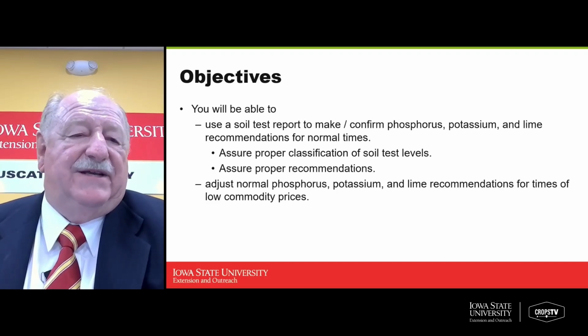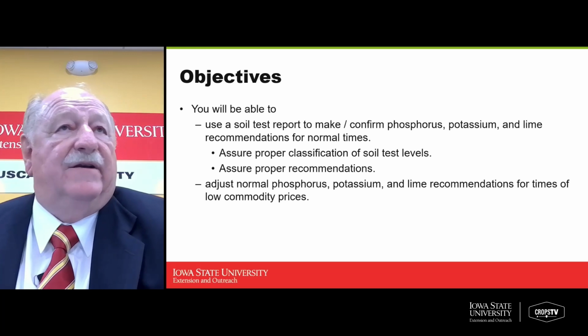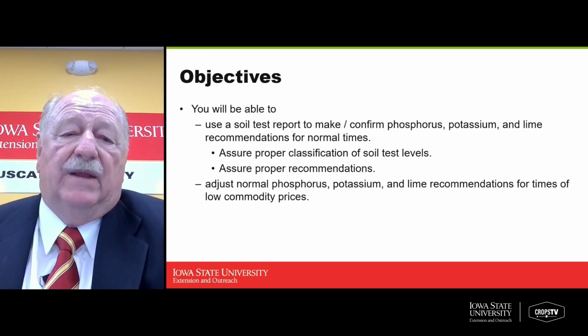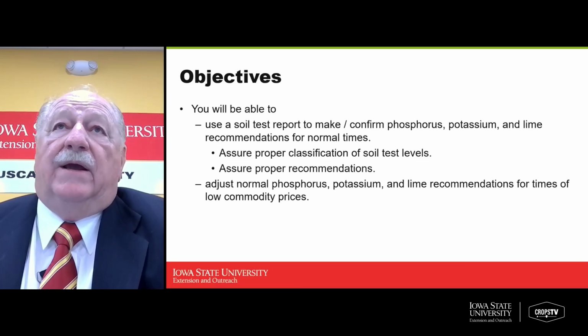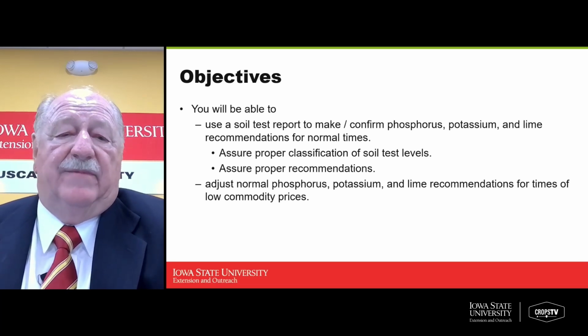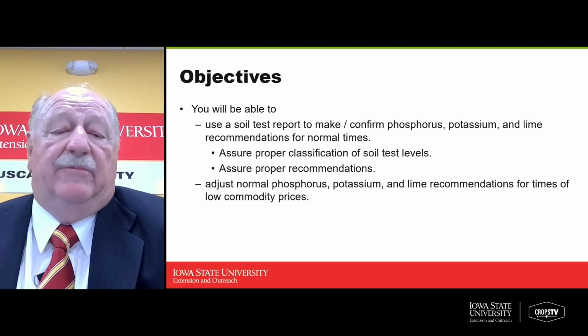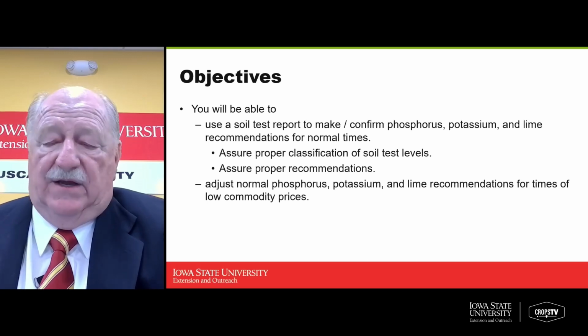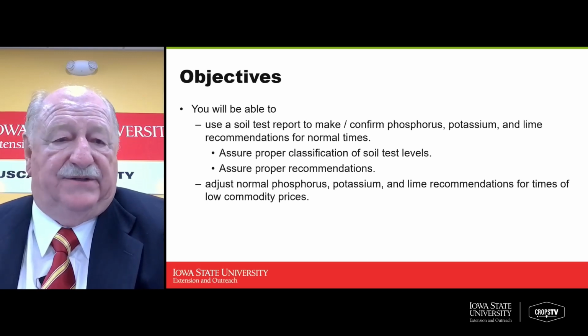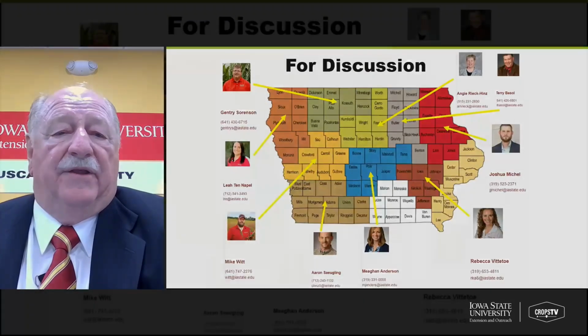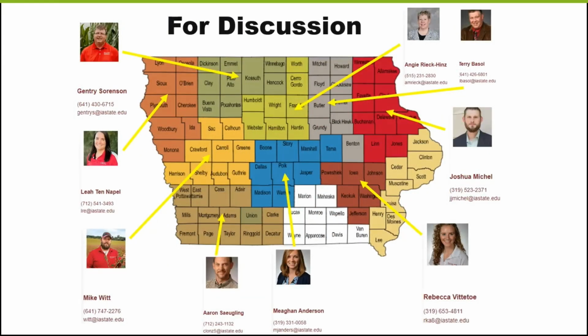At the beginning of the presentation, I indicated that my objectives were that when we were done, you would be able to take a soil test report and make or confirm the categorization and the recommendations for phosphorus, potassium, and lime in normal times, and that you would then be able to make adjustments to reflect our times with low commodity prices. If you would like to discuss these concepts earlier, there is a large group of us around the state, field agronomists around the state here.